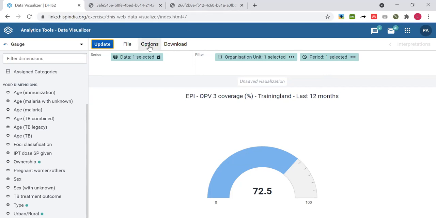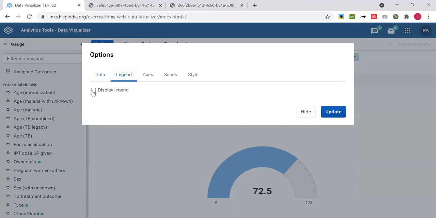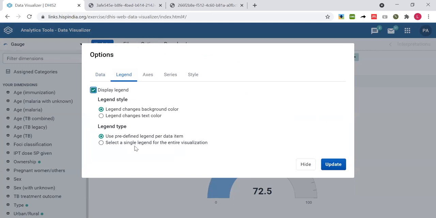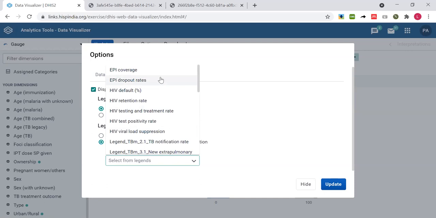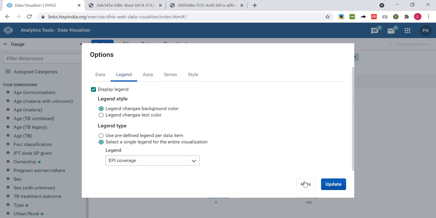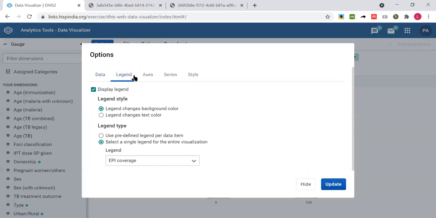We can expand this further. Right now we have one random color here. What we can do is go to legend and click on display legend. Then select a single legend for the entire visualization, and we can select one legend which has been predefined, right? For example, we have one called EPI coverage. So I select that one, and I click on update, and you will see the background color of this gauge chart is changing. Now we are seeing yellow, right? This yellow comes from a legend we have already configured in DHIS2, which says that between a particular range of values, you should apply this particular color, right? That's exactly what we did by going to this legend and configuring which legend should be visualized here.